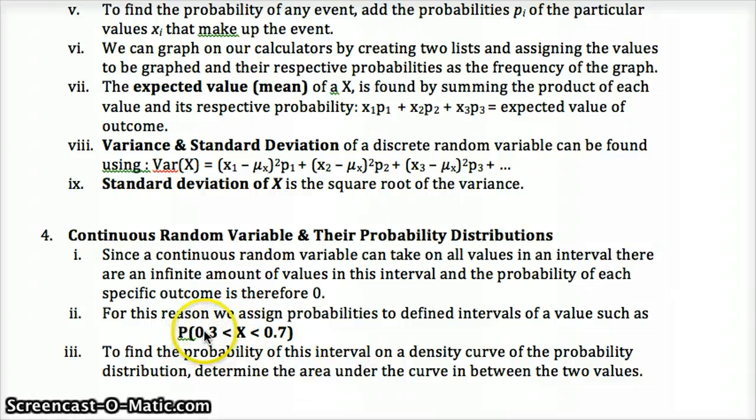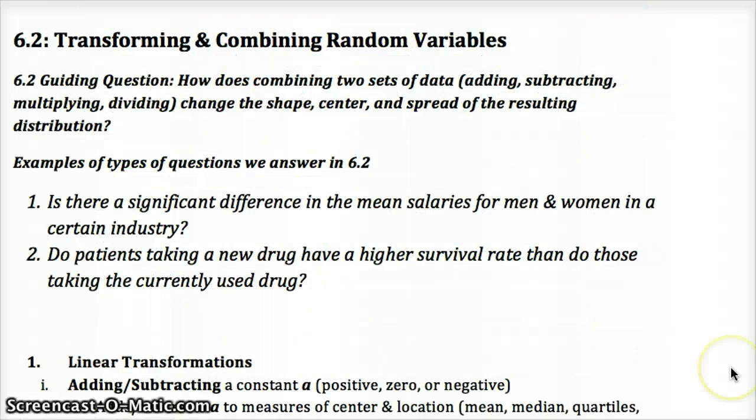To find the probability of an interval, we'd look at the density curve and look at the area. So you'd find 0.3 and 0.7 on the density curve. You draw a line from the x-axis up to the curve from both of those. And then the area in between those, but under the curve, would represent the probability. So it's the area between those two values under the curve. So that's the basic intro to probability distributions.